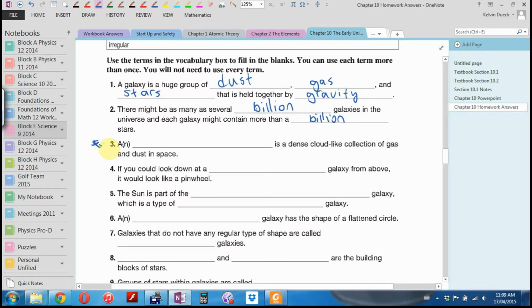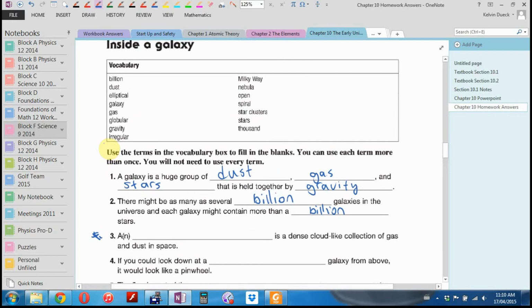What's the name for a dense cloud-like collection of gas and dust in space? I put a star next to it, means it's important. It's a nebula. Mitra, was your hand up? I didn't see it, sorry. And in fact, nebulae are star nurseries. This is where stars are born.